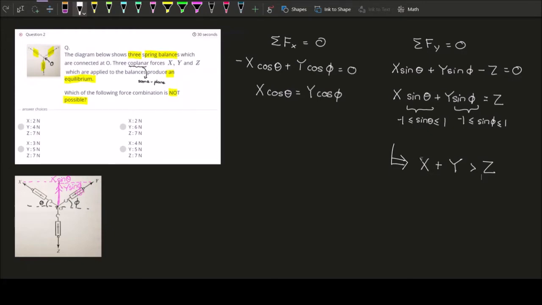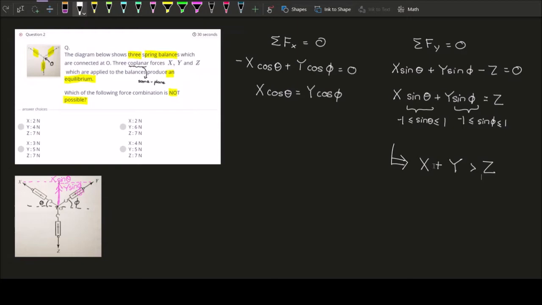If x, we need x plus y to be greater than z. Because if x plus y is equal to z, then x sine theta will make this value even smaller than x, plus y sine phi, which will make this value even smaller than y. Then if you add something smaller than x and add something smaller than y, definitely it will not be equal to z. It will be smaller than z.